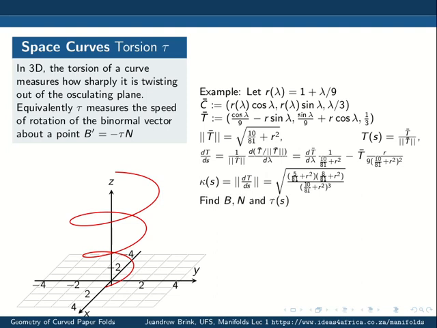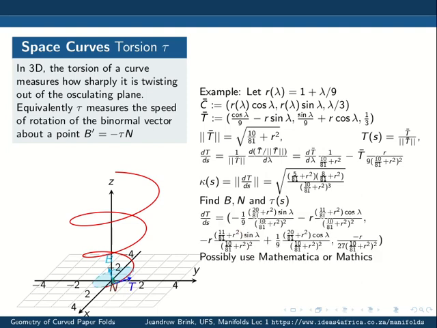Okay, and so what you're going to do in the rest of the exercise is find these B's and N's and tau's explicitly, simply by differentiating these things and using the definitions I've given you. First there's going to be a hint when you do it, so that you can check that you have the right answer before you go on. And this problem is doable by hand. I can do it by hand, but you are also welcome to use Mathematica or Mathics.